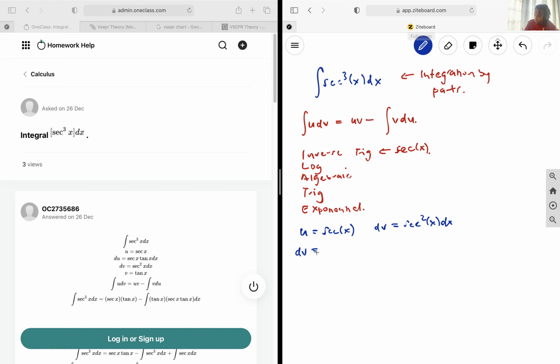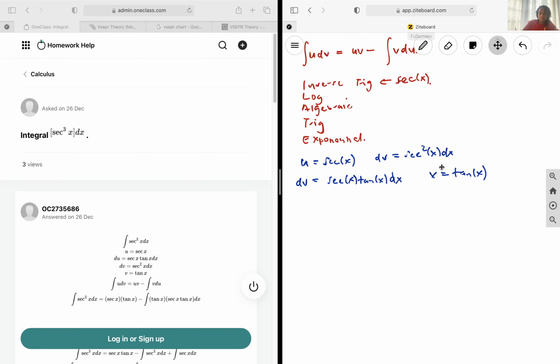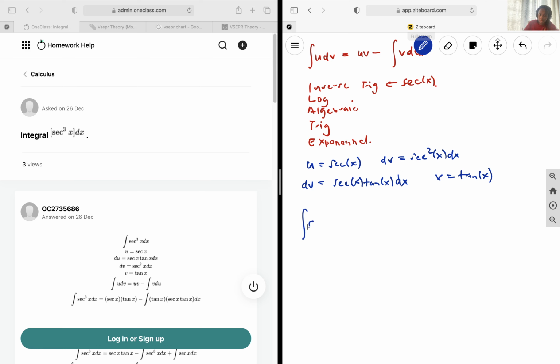This will mean that du will give us secant x tan x dx, and v will give us tan x. So we're going to plug that all back into our formula, and we get the integral of secant cubed x dx is equal to uv, so secant x tan x minus the integral of v du. And so tan x multiplied by secant x tan x, so that's going to be tan squared x secant x dx.